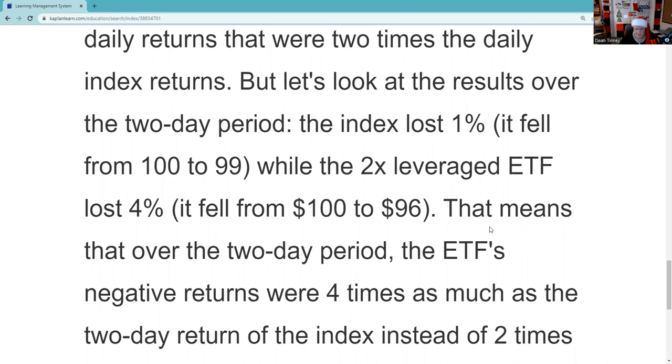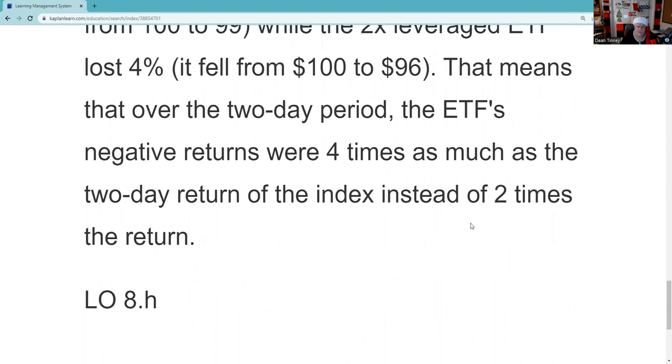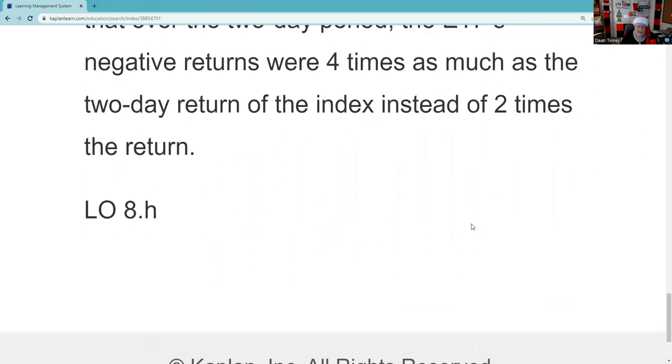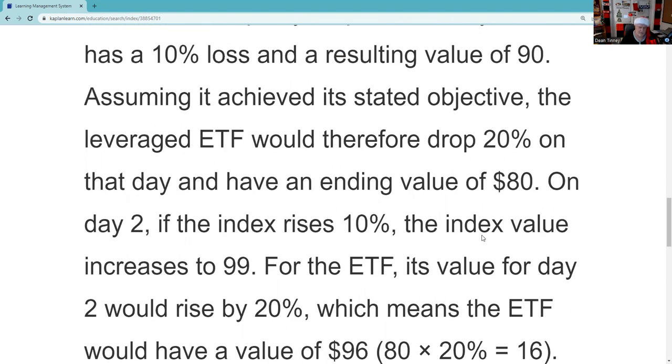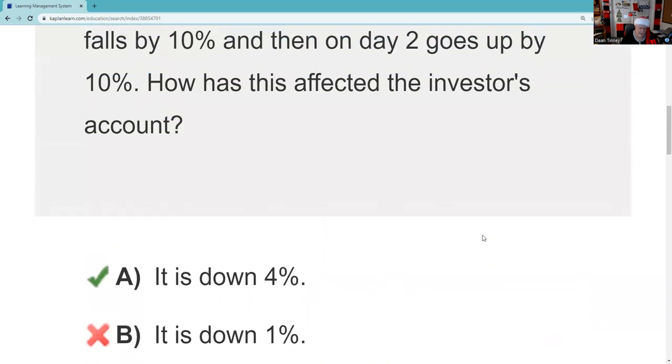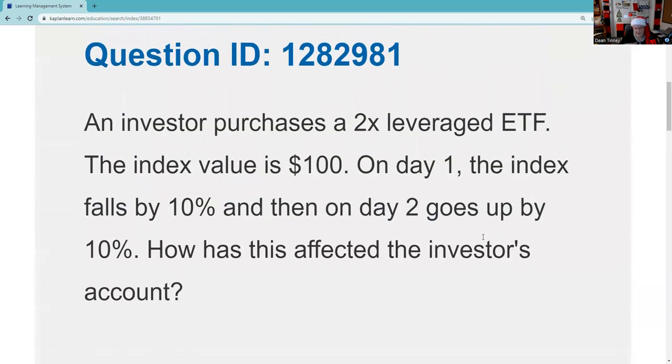That means over the two-day period, the negative return was four times, 2x times 2, instead of two times the return. So what Kaplan is getting at in this question is that it's not a wash: if you go down, you've got to come back further to make that even. Again, do I think you'll see this? I do. If you do, it's low probability, but it is what it is.